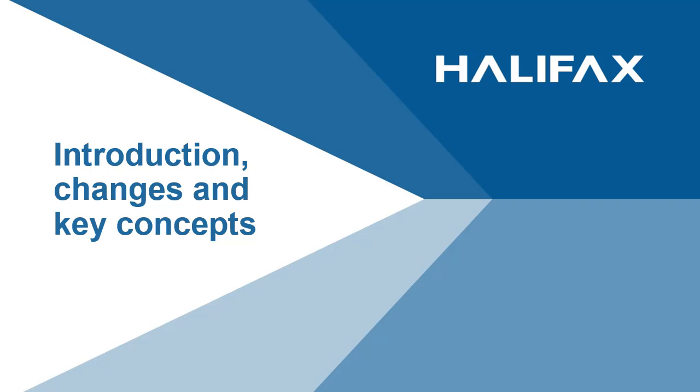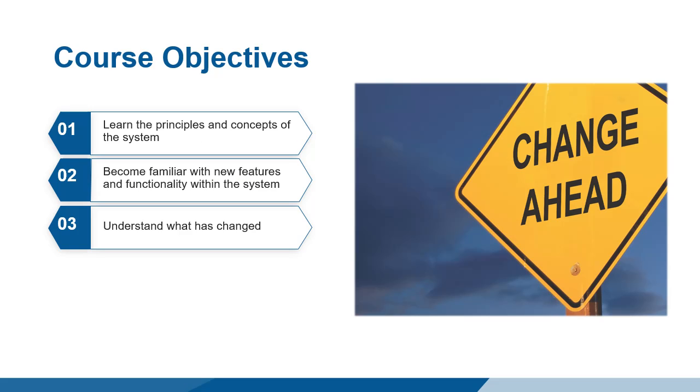Introduction, Changes, and Key Concepts. In this module, we will introduce the concepts and structure of the system. There are many concepts and principles presented in this module that are integral to understanding how the permitting and inspection system works. We will introduce some of the features that make the system an efficient tool for online registration and permit management. We'll discuss the changes that were introduced as part of the project and the benefits we hope to realize as a result of these changes.